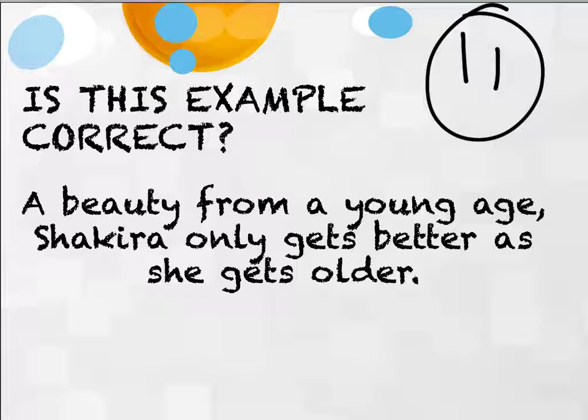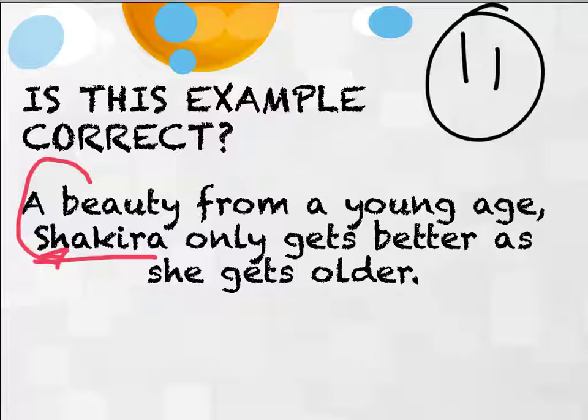Let's look at our 4 rules. First rule, it must give more info about the noun. Well, the noun here is Shakira. Who is Shakira? A beauty from a young age. That tells us more about who Shakira is, and she is very beautiful, by the way. Unless you're watching this video like 20 years from now, then she's probably old. But right now, she's beautiful.